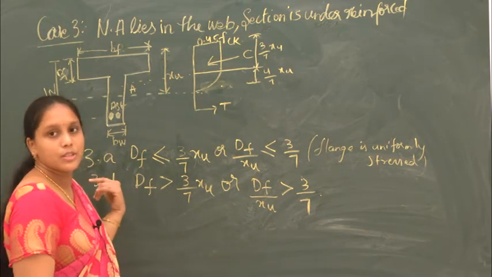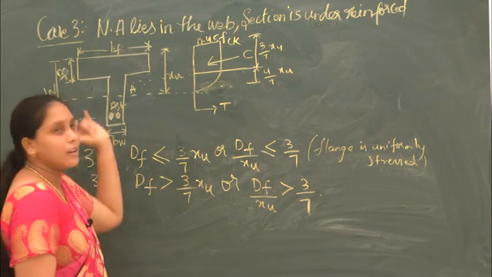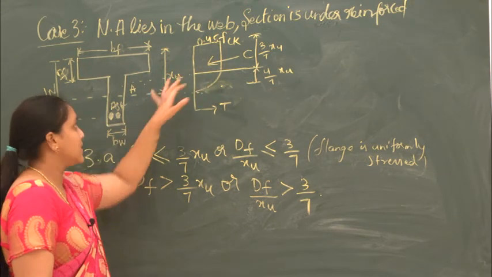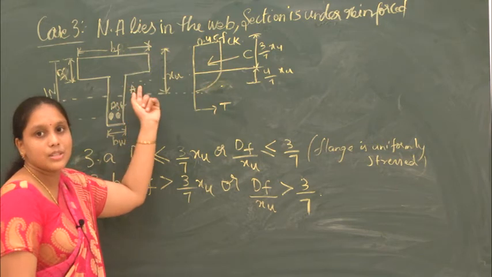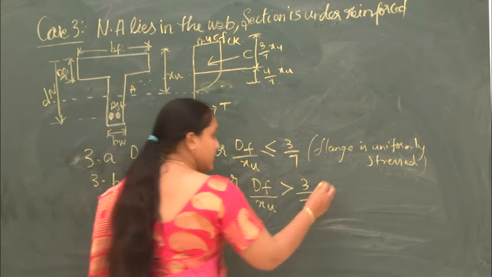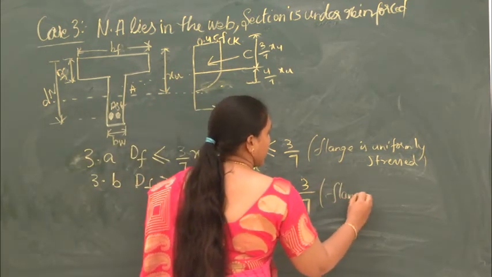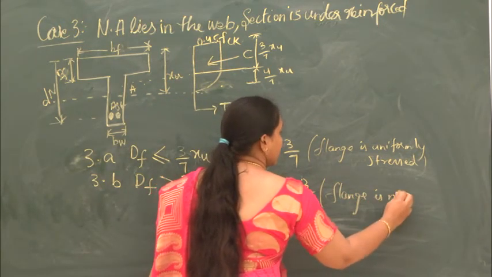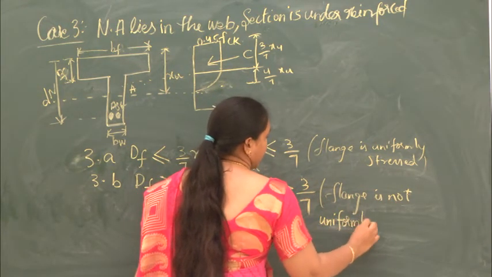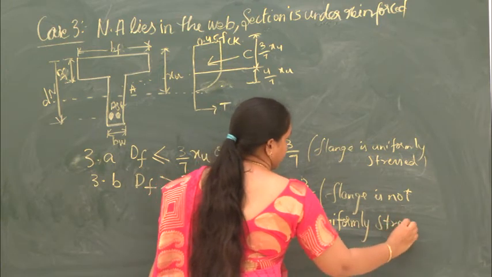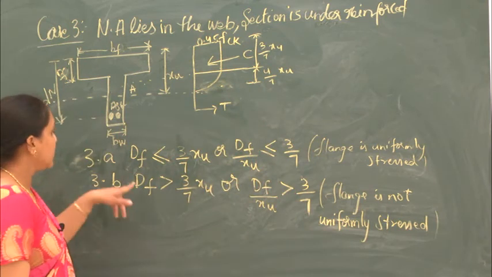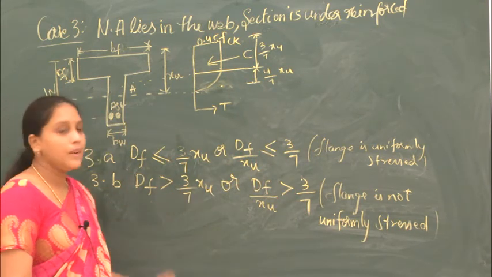In such cases, what will you have? This particular flange will have both the rectangular portion as well as the parabolic portion, that is, the stresses in the rectangular portion as well as the stresses in the parabolic portion. So here the flange is not uniformly stressed, because df is greater than 3 by 7 xu.